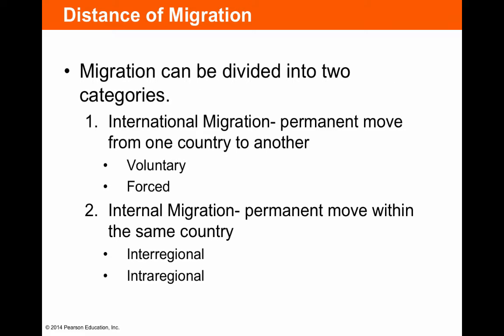So migration can be divided into two categories. And these two categories, one, international migration. So this is a permanent move when people move from one country to another. So when people decide, hey, I really want to go live in France, or I really want to go live in Russia, and they choose to move from one country to another.